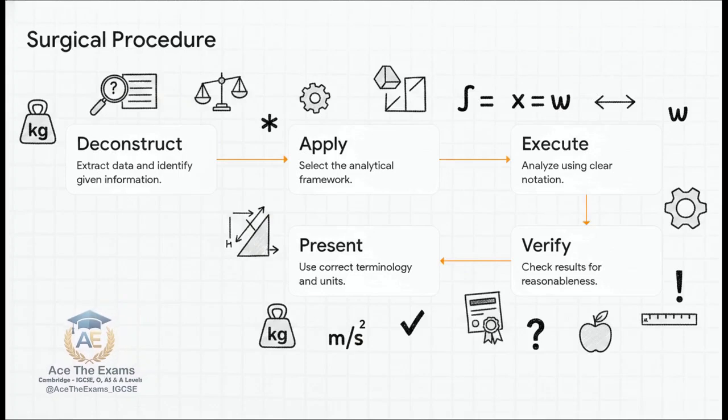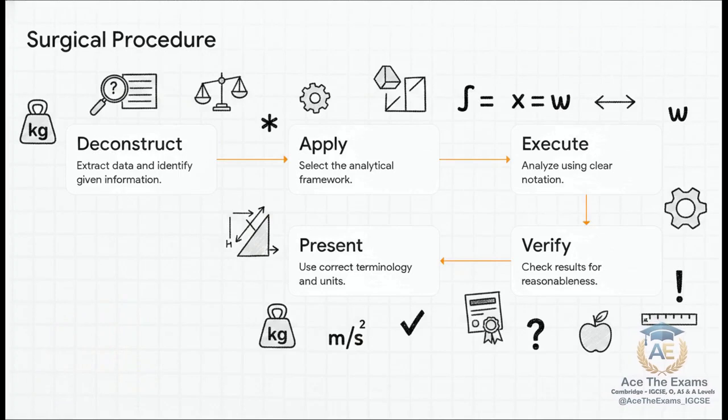Step 1. Deconstruct and identify the given information. This is your data scan. Don't just read the paragraph. Mine it for data. Extract the numbers. What is the mass? What is the exact coefficient of friction? Is the plane rough or smooth?